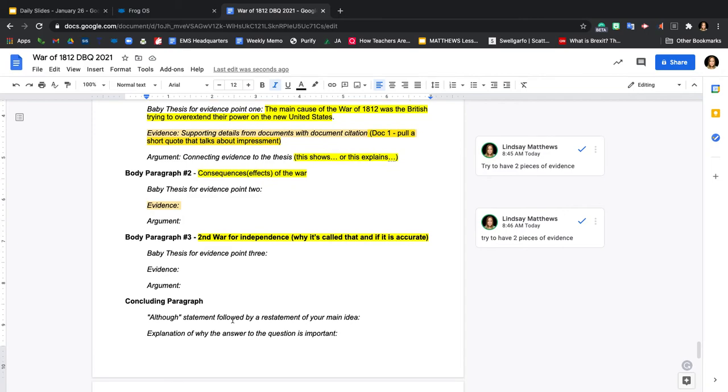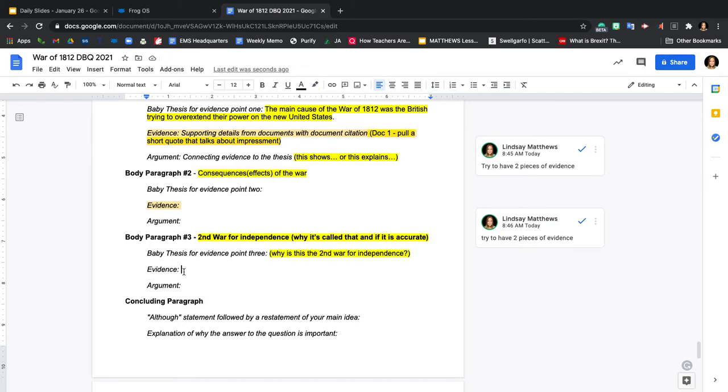Body paragraph 3 is a little different. So for body paragraph 3, you're more making the argument as to why this is considered the Second War for Independence. So that's going to be your baby thesis. It's going to be, why is this? So you'll need to answer that question. Why is this the Second War for Independence? What about this gives people that impression?